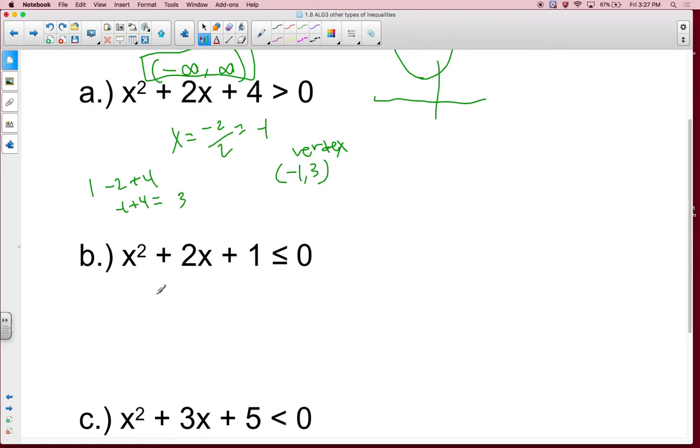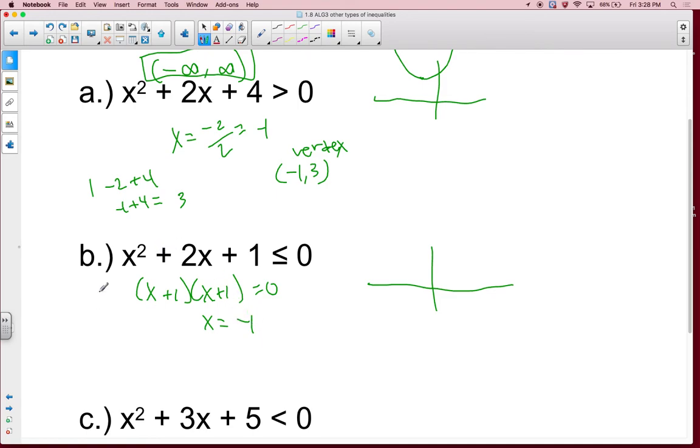Okay, there we go. X squared plus 2x plus 1, if we look at this one here, we can actually factor this one. When you factor this one, you'll see that I'll get x plus 1 times x plus 1. If I find my critical values, I get x equals negative 1. 1 times 1 is 1. 1 plus 1 is 2. And therefore, this means that my vertex is going to be on the x-axis.